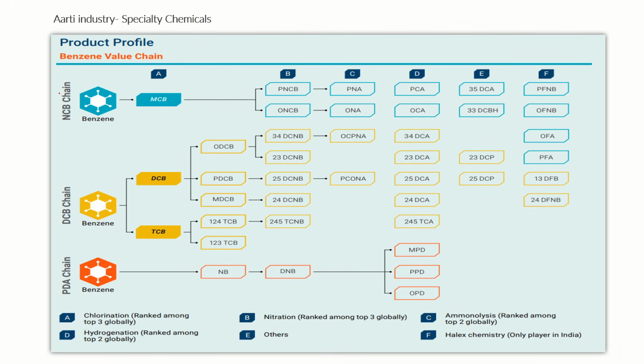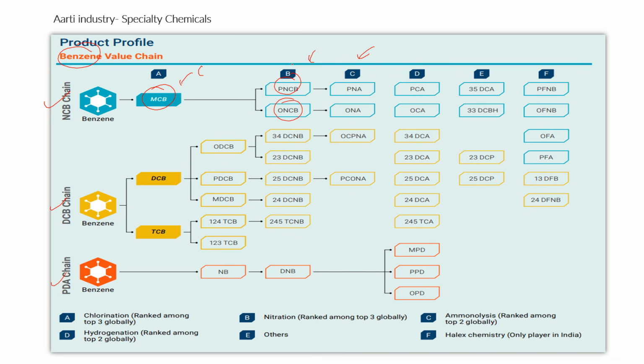So they offer the benzene chain: benzene, NCB, DCB, and PDA. I don't want you to go into the chemistry of it. I want you to understand that from NCB, they produce this MCB. This MCB is used to produce PNCB and ONCB. Basically, firstly, they chlorinate it, then they nitrate it, and then they do ammonolysis. So basically, you are using one product and creating lots of value addition from that, right?